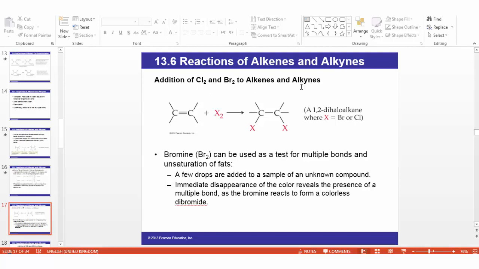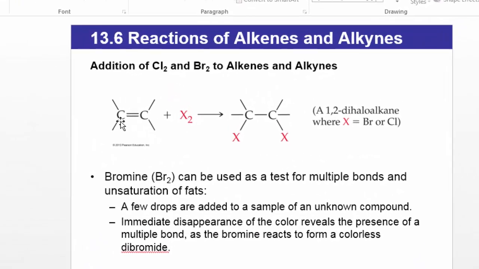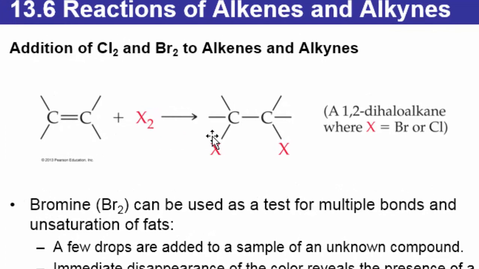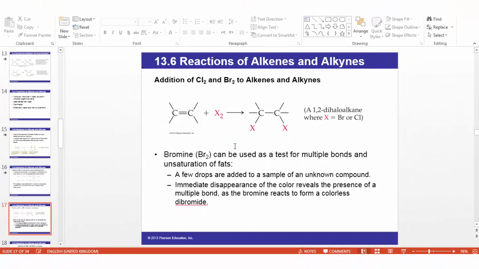Addition of Cl2 and Br2 to alkenes and alkynes. Now, also we can add halogen. This X could be Br or Cl, and the product we get is a 1,2-dihaloalkane. Now, bromine can be used as a test for multiple bonds and unsaturation of fats. If we add a few drops to a sample of an unknown compound, where the color of bromine is known to be brown, if there is an immediate disappearance of the color, this indicates the presence of a multiple bond, as the bromine reacts to form a colorless dibromide.